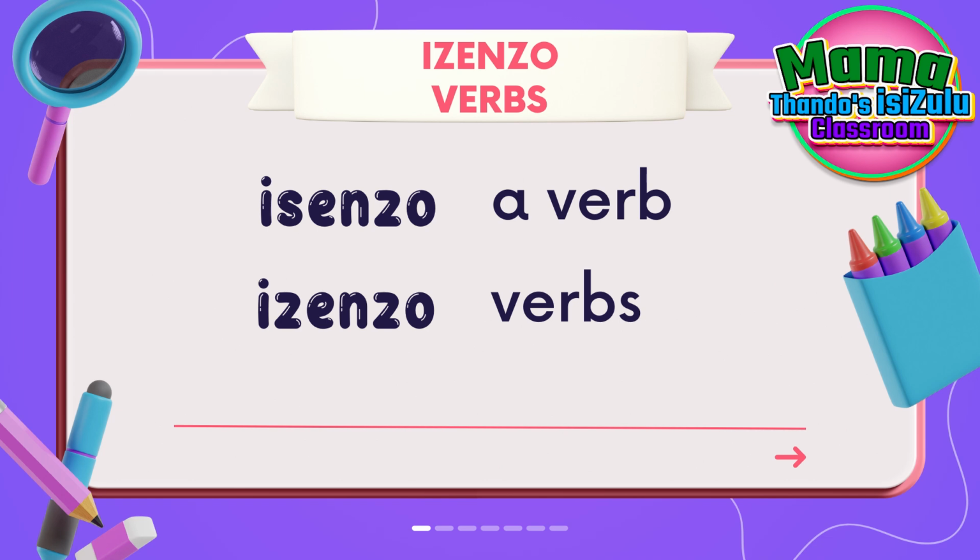A verb in isiZulu is isenzo. Verbs, izenzo. Really, what these words are saying, they are actually saying actions and an action. So, exactly what a verb is, an action word.